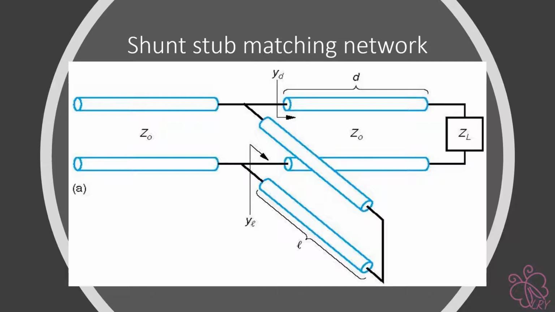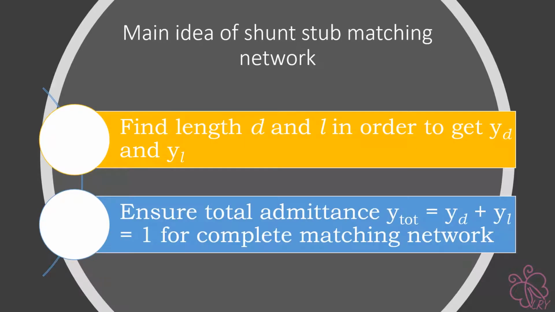This is a transmission line mismatch between Z0 and ZL. So what we have to do to match the network is using a stub. The main idea of shunt stub matching network is to find the length of D and L in order to get YD and YL. The second is to ensure the total admittance Y total is equal to YD plus YL, which is equal to 1 for a complete matching network.